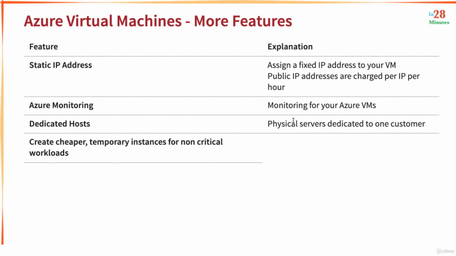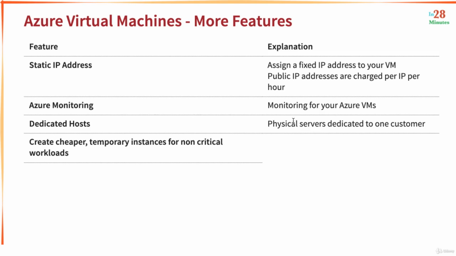Another interesting feature in Azure Virtual Machines enables you to create cheaper temporary instances for non-critical workloads. Let's say I have a batch job. Let's say it's processing 10,000 records. Let's say it processes them in batches of 100. Let's say this is not a very essential batch job. I can run it within the next couple of months. For me, the priority with this batch job is to run it as cheaply as possible.